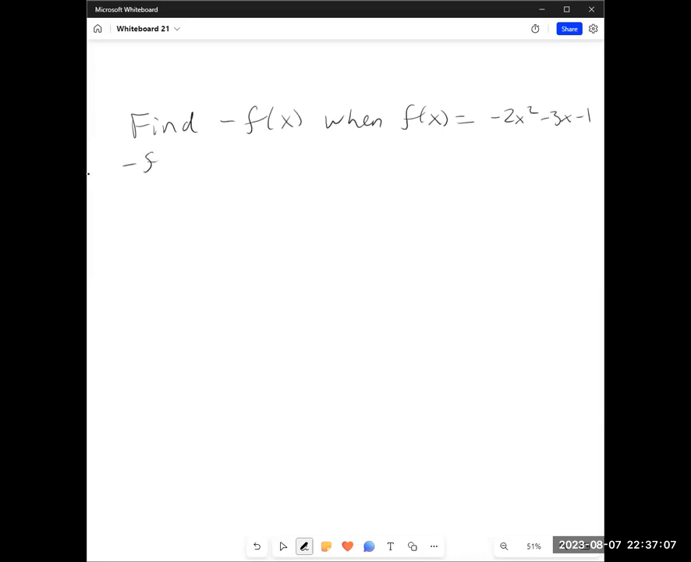So a negative f of x is a negative times f of x. So negative f of x is going to change all the signs inside f of x. Like that. That's going to be something that we're going to have to do a couple times in this chapter. Let's try another one of those.